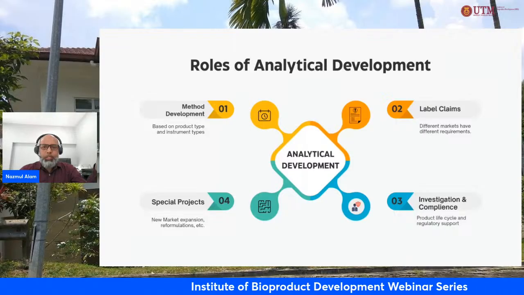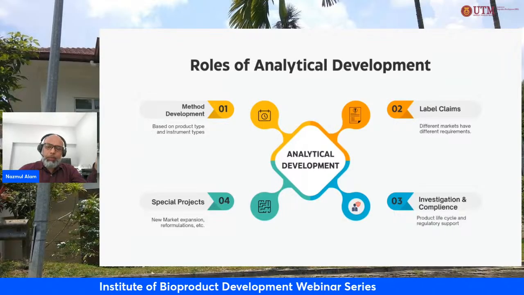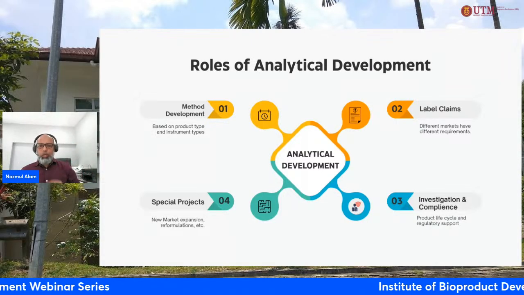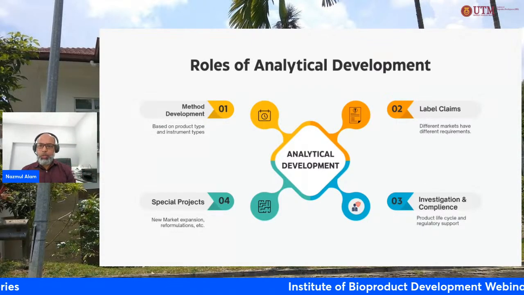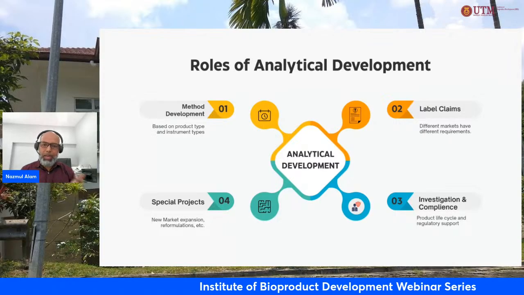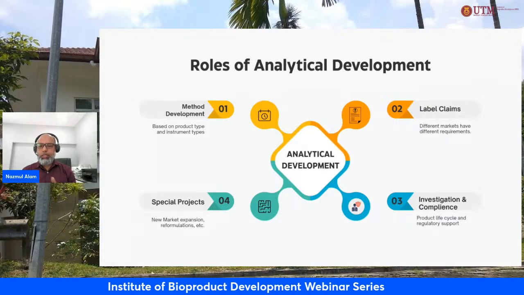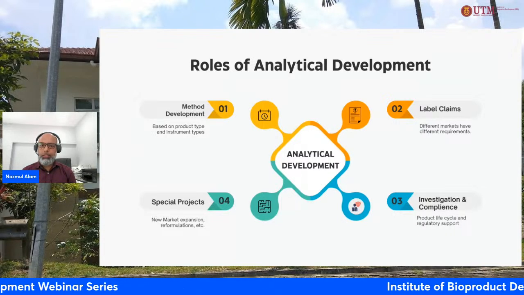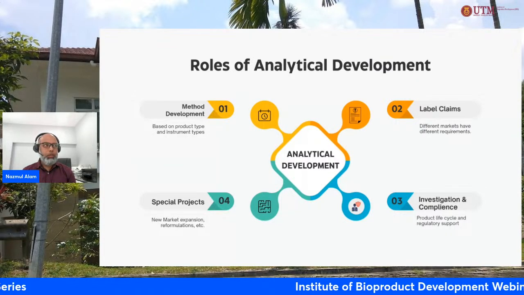We also do investigation and compliance. So why do we need that? This is crucial for safety and product life cycle or regulatory support. So if there is an issue with a batch, a team investigates the root cause, and they ensure we always meet global standards, keeping our product on the market and the consumer safe.